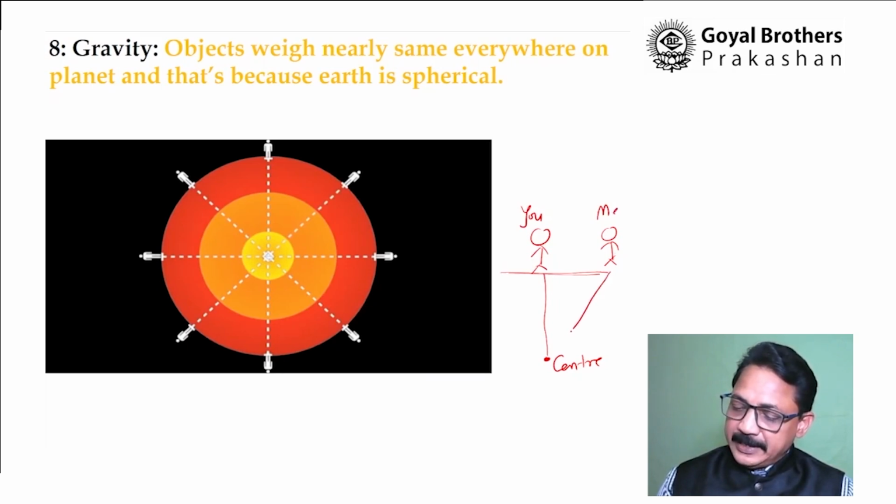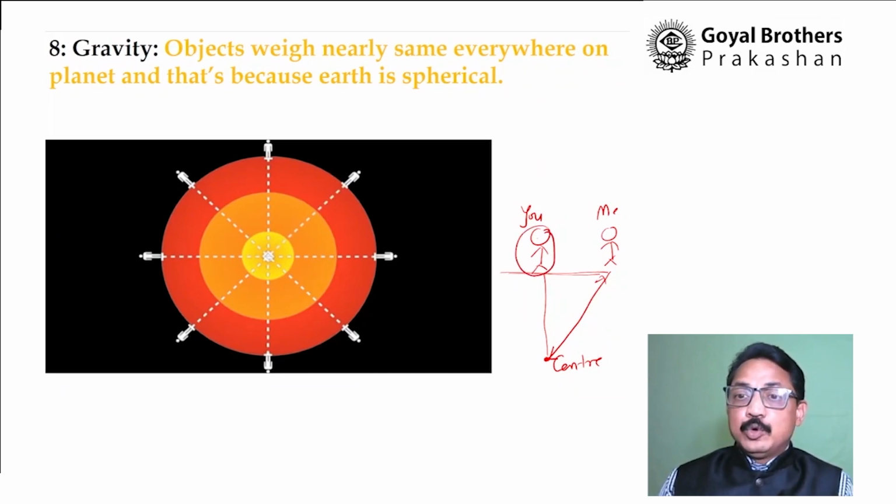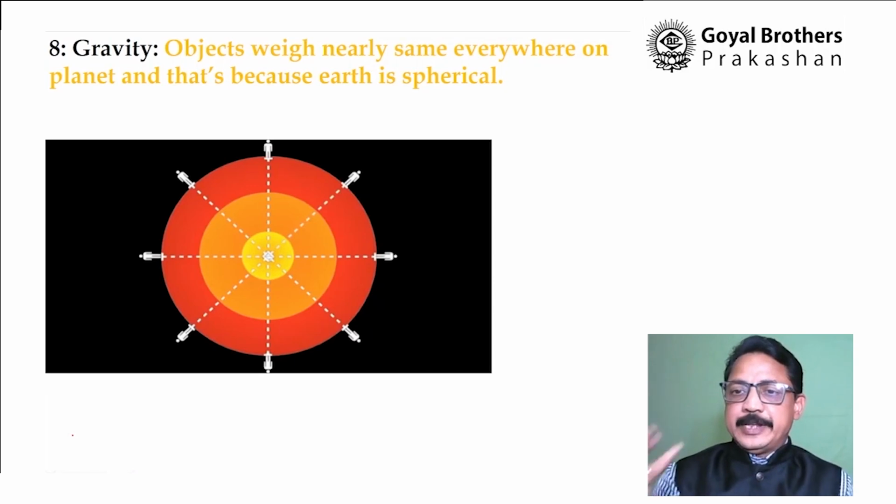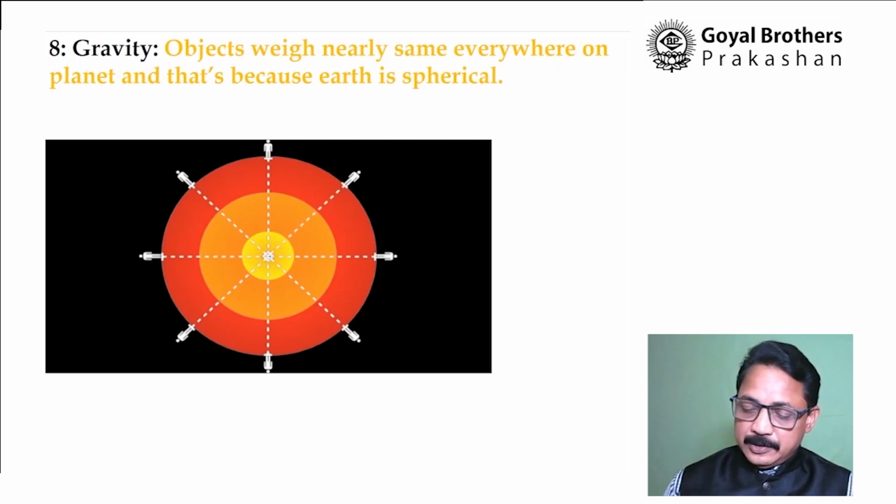So between me and the center of the earth, the distance is more. Between you and the center of the earth, the distance is less. So you would have experienced more force of the earth because you are closer to the center, and I would be experiencing less because I would be away from the center. But that does not happen. Everyone on earth experiences the same force of attraction, and that is possible because earth is spherical.